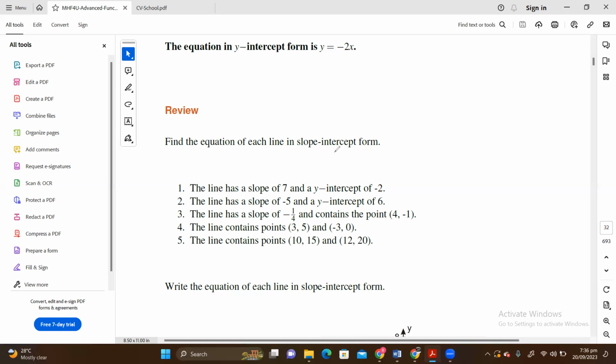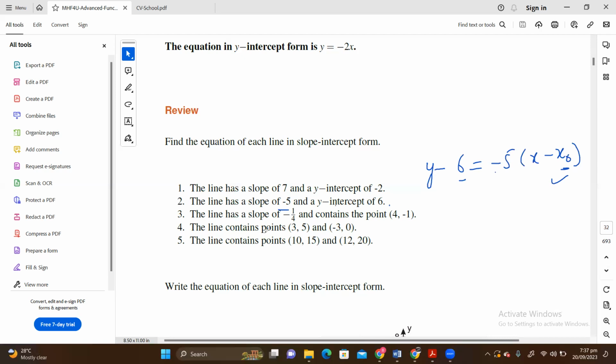Is that it? y minus 6 is equal to minus 5 bracket x minus x naught. So what is the value of x naught? The line has a slope of minus 5 and a y-intercept of 6. There is no value; there is no x naught.